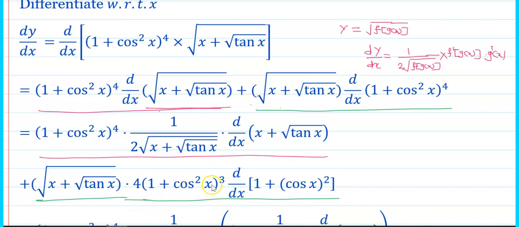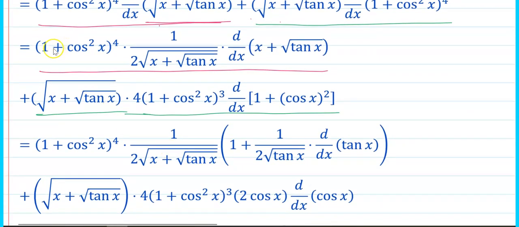Okay. These are the two terms. Now see this here. 1 plus cos square x bracket to the power 4 as it is. I had written here red. Sorry. Red. 1 plus cos square x bracket to the power 4 is as it is. 1 upon 2 root of x plus root of tan x as it is, into d/dx of x plus root of tan x. Derivative of x is 1. Root of tan x means what? Root of f of x means what? 1 upon 2 times root of f of x into d/dx of f of x.